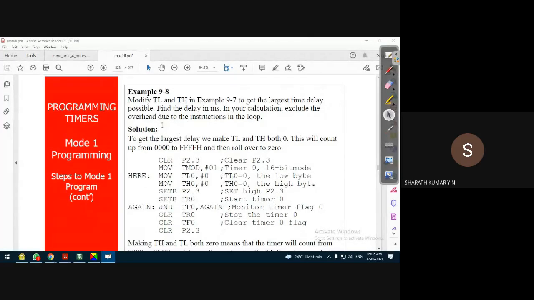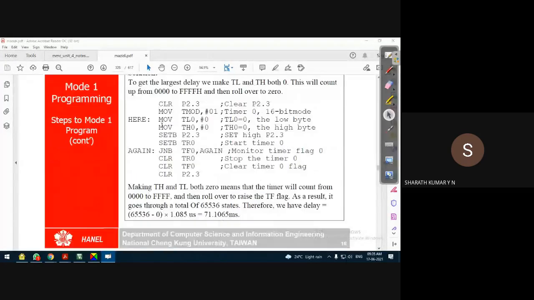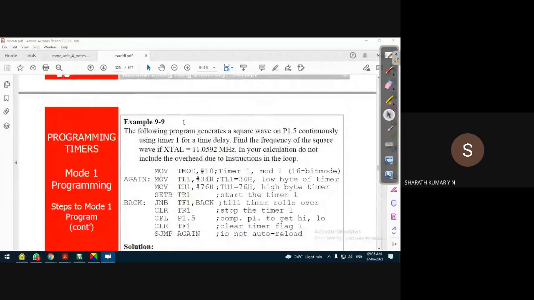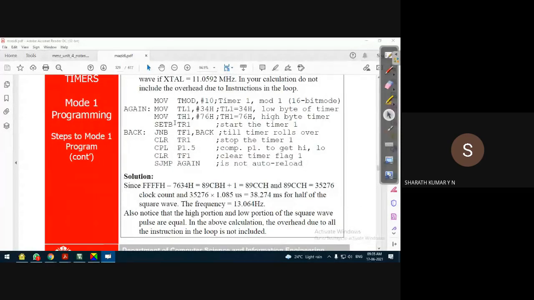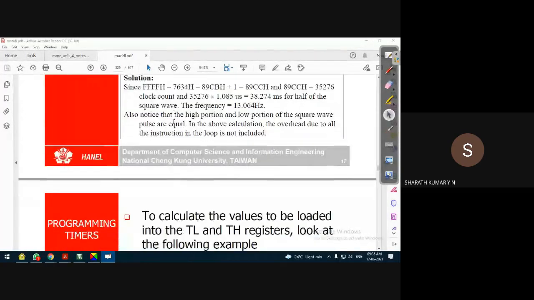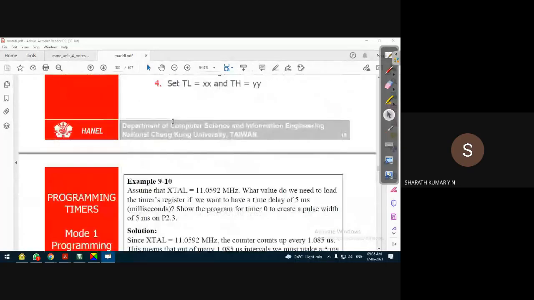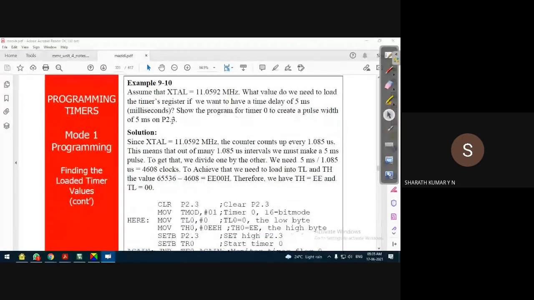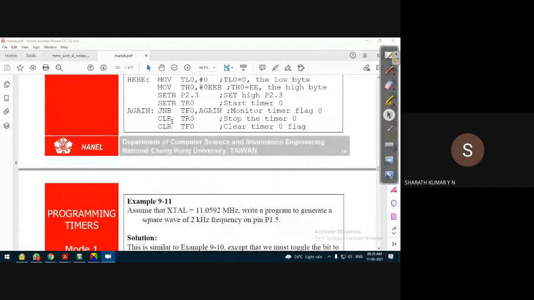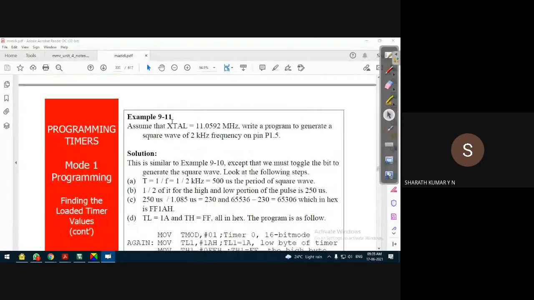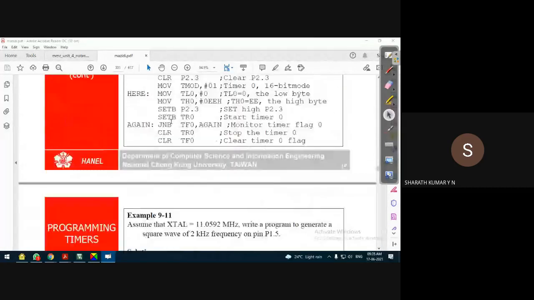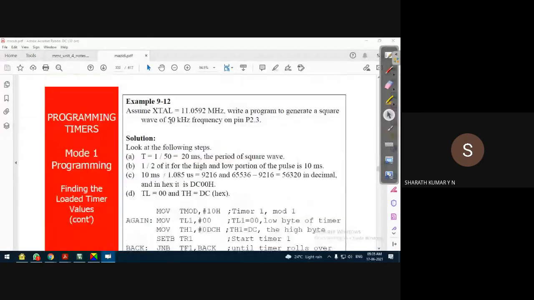Now I think next is large delay calculation. There is one example for that, I'll show you. Let's discuss how to write the program to generate more delay, more than that which can be generated by the timer.